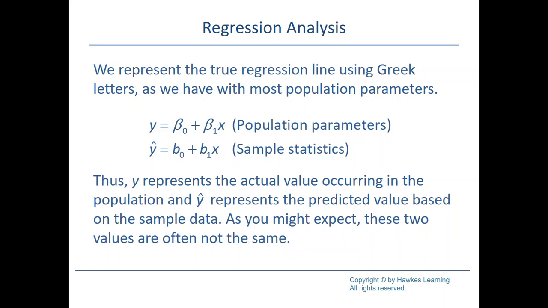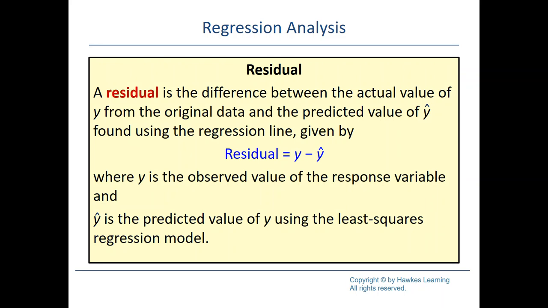And again, y represents the actual value that occurred in the population, so the real data, and y hat is going to be that predicted value based upon the sample data that we might have. As we expect, these two values are normally not the exact same. Since they're not normally the same, we have this item called a residual. A residual is the difference between the actual value of y coming from the original data and the predicted value of y hat found using the regression line.